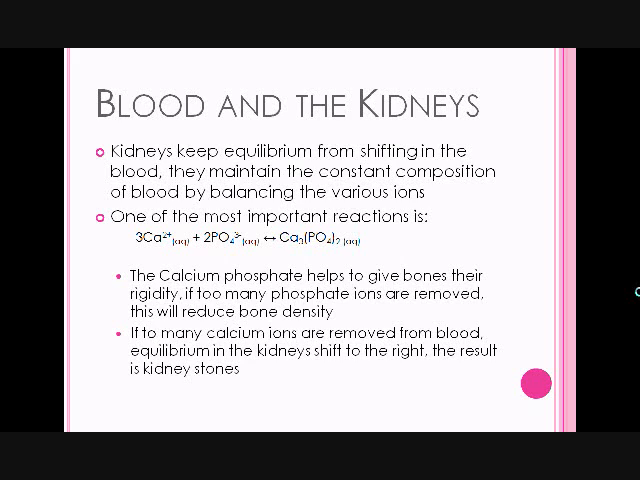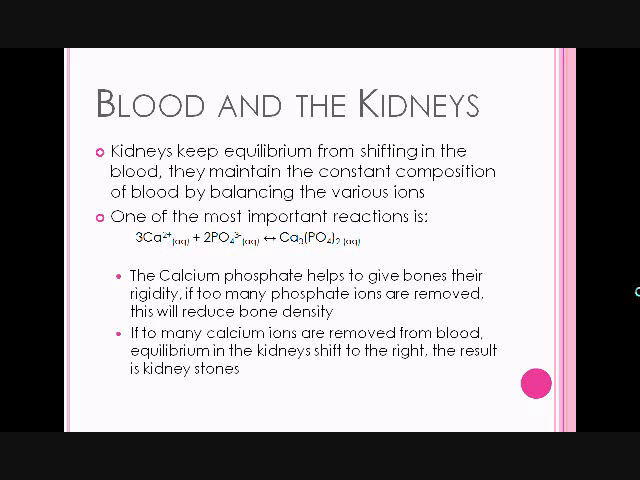The calcium phosphate helps to give bones their rigidity. If the kidneys remove too many phosphate ions, then, as stated by Le Chatelier's principle, the equilibrium will shift to the left. This will decrease the amount of calcium phosphate in the blood, reducing bone density, and can eventually lead to osteoporosis. In other cases, if the kidneys remove too many calcium ions from the blood, the equilibrium shifts to the right.